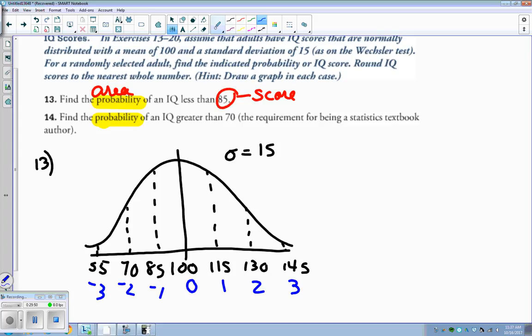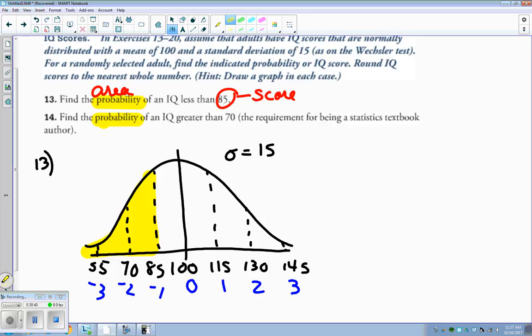So going back to what it wants, I'm finding the probability, which really means area under the curve, of an IQ score less than 85. Well, what's nice is that 85 is a z-score we can read off the curve. Where am I going to shade from 85? Left or right? Left, because I want to know less. We happen to know 85 standardized is a z-score of -1. But it could have said 87. It could have said 78.